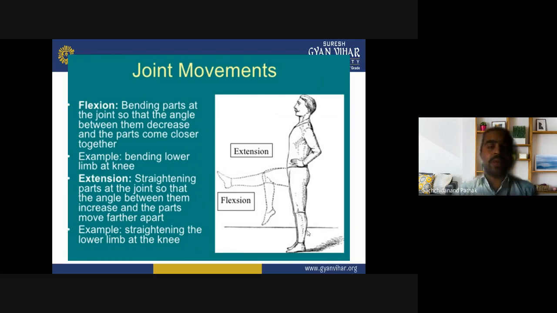Against this, what we do is extension, like straightening the parts at the joint so that the angle between them increases and the parts move further apart. When we straighten the leg completely, the angle between these two is going to increase, so that is called extension. An example is straightening the lower limb at the knee. So these are called flexion and extension movements.